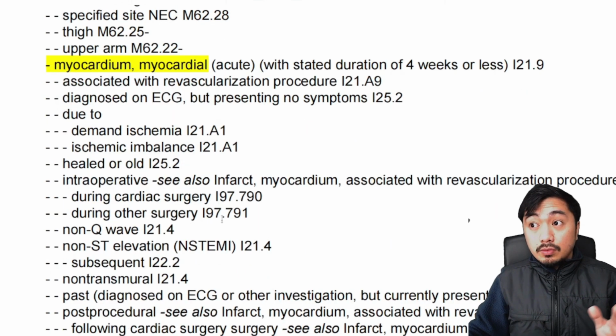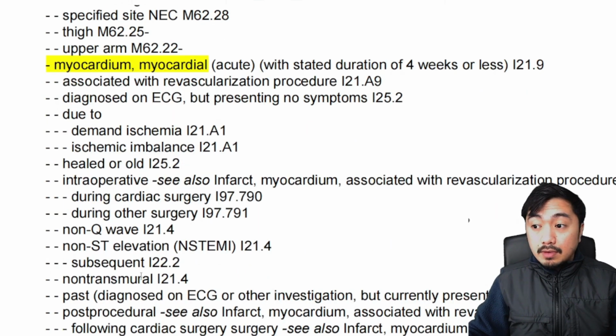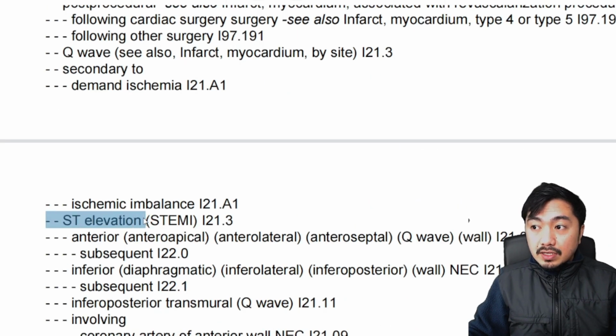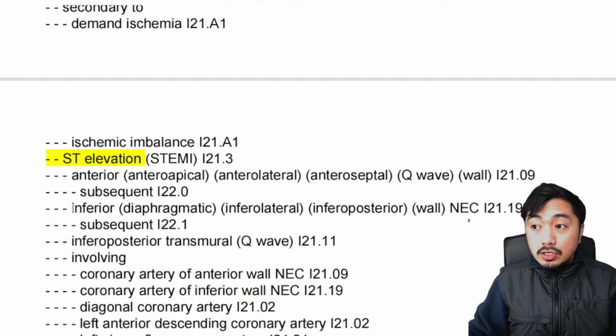So you have to check the word STEMI after this one. Okay, so go to the second line right here. You have your ST elevation or STEMI. So what's the location? Inferior wall. So go to the next term right here, which is inferior. It says here wall. So you can say the code for today is I21.19.